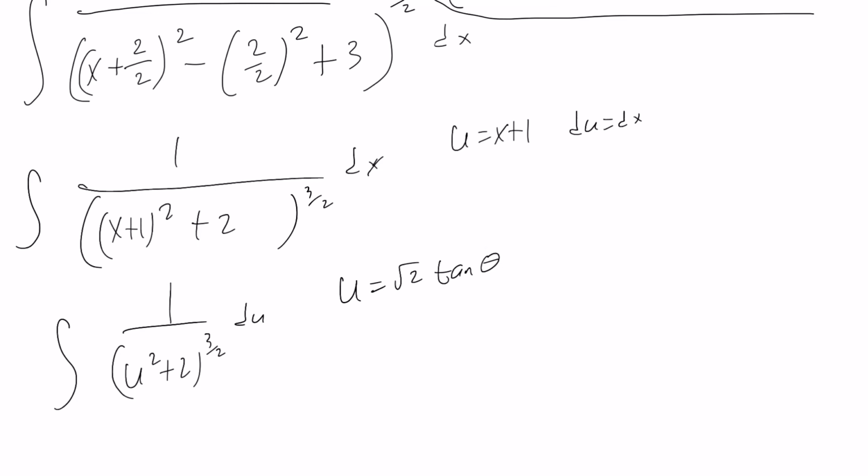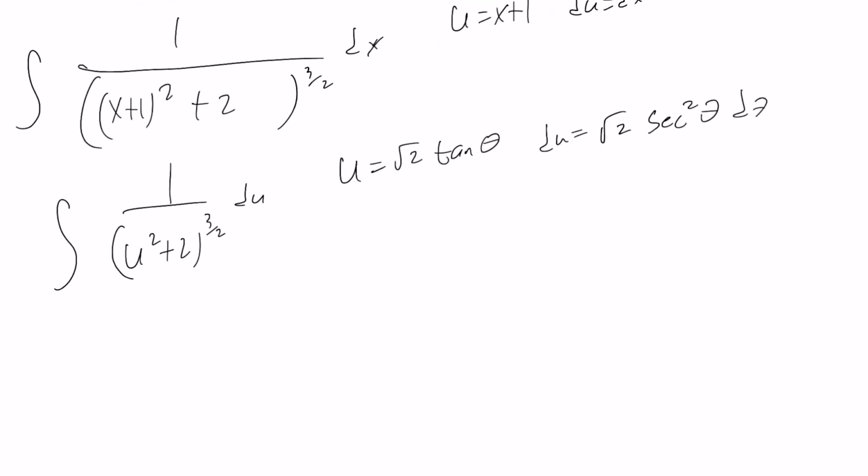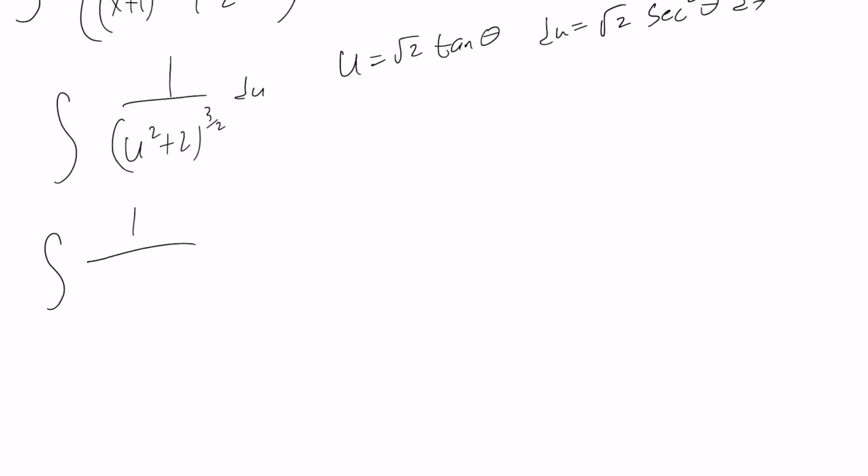So we have this change of variables. If u equals this, then du equals root 2 times secant squared theta d theta. And all in all, we get the integral of 1 over root 2 tangent theta squared plus 2, everything on the bottom to the 3 halves power, times root 2 secant squared theta d theta.